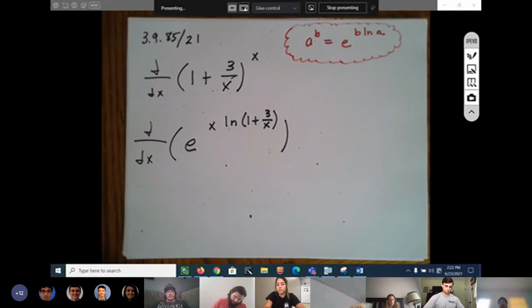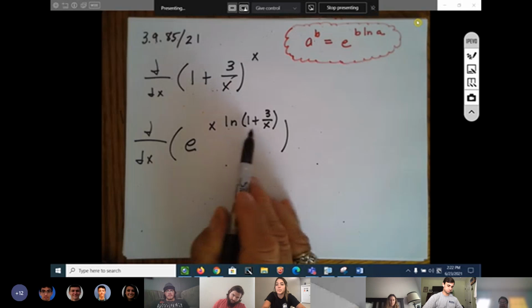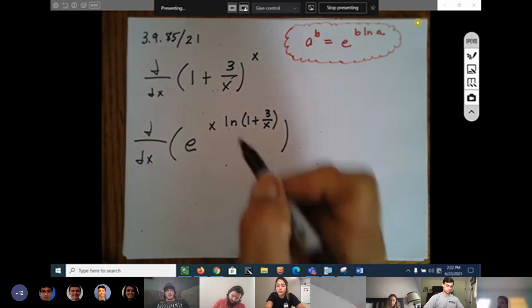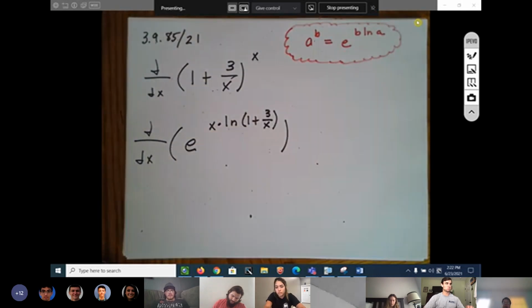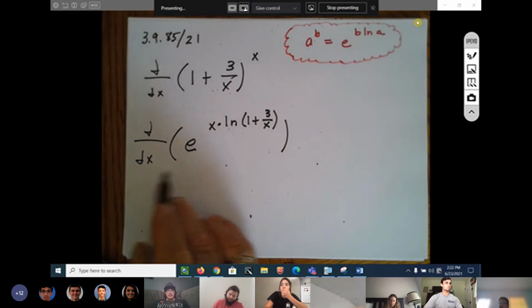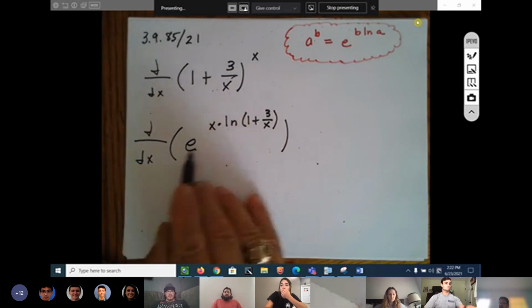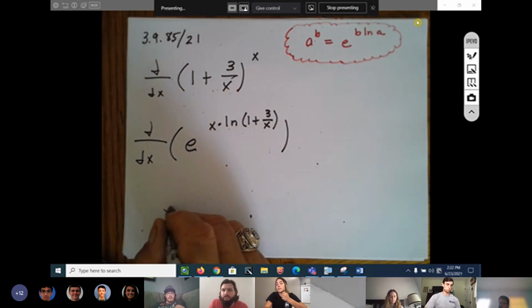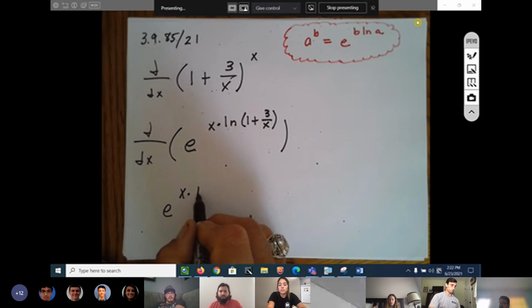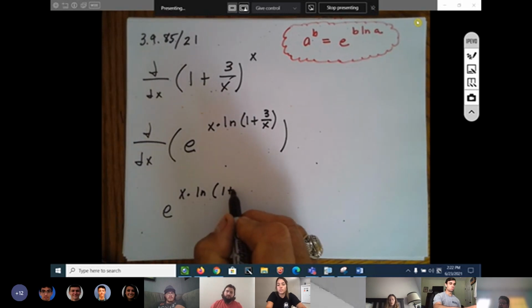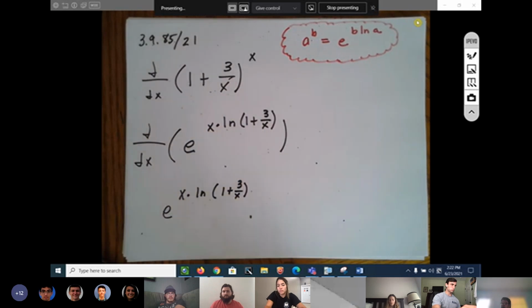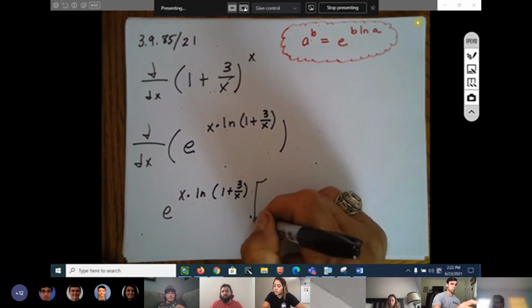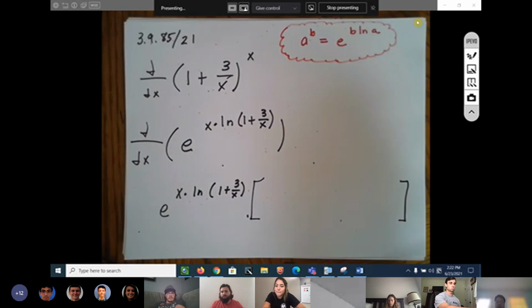Now, the good thing about e is the derivative of e to the x is e to the x. But in this case, this is chain rule and product rule. The derivative of e to something is e to something. So e to the x times natural log of 1 plus 3 over x, multiplied by what's inside.